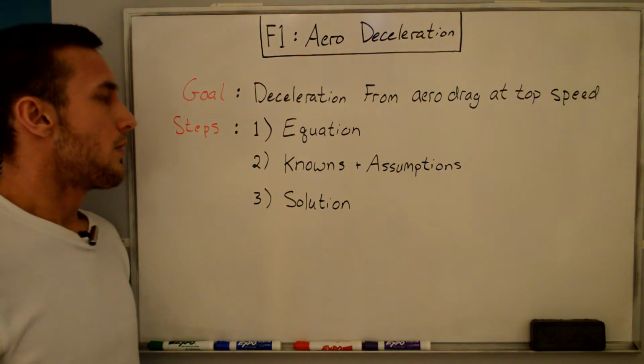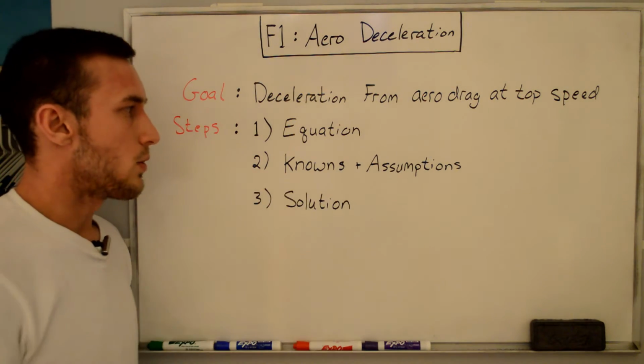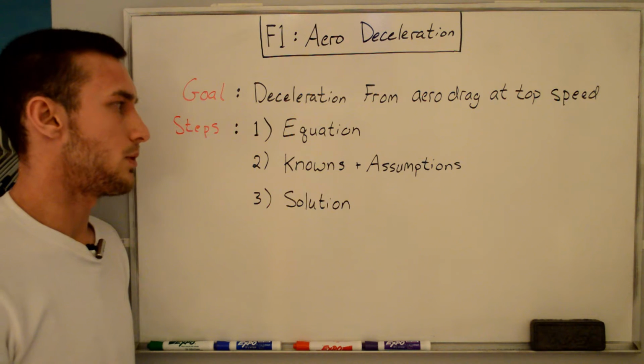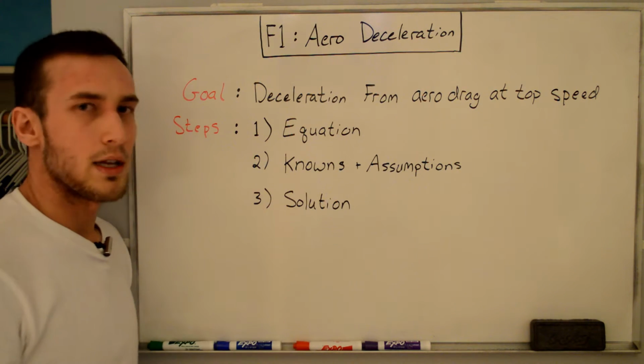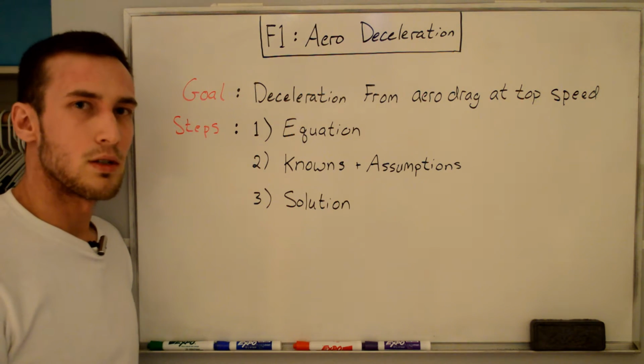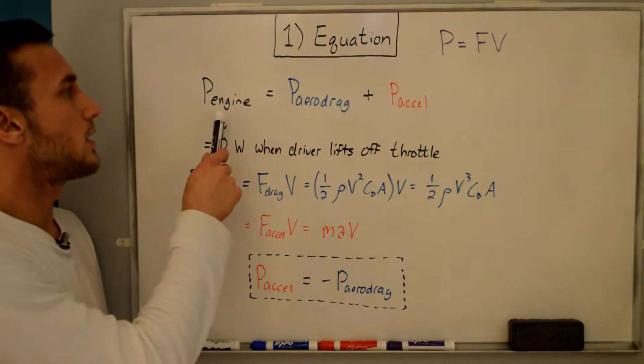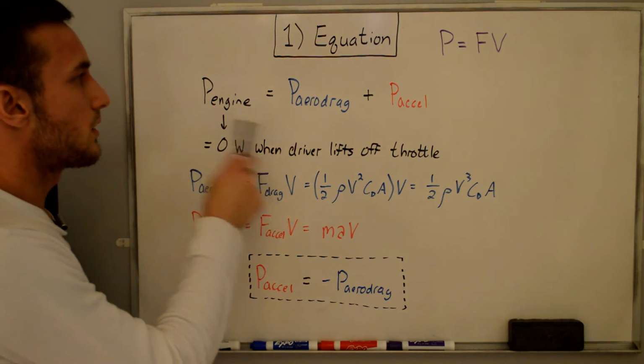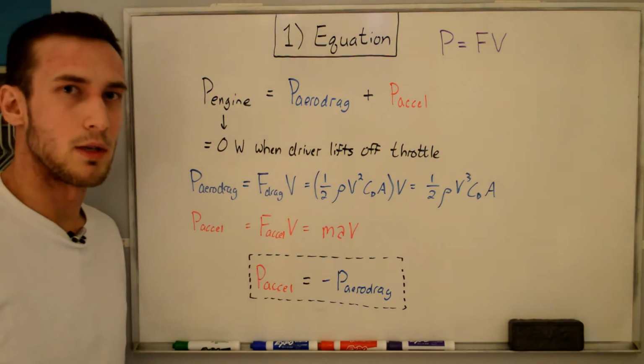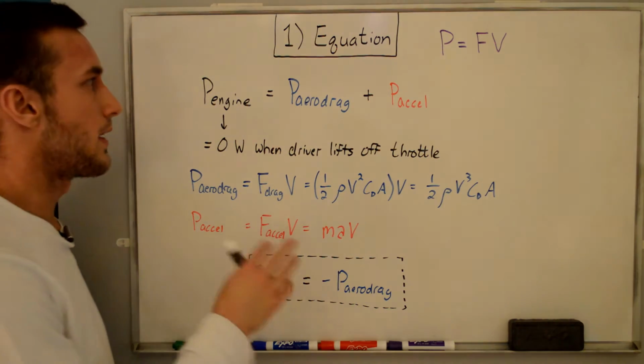So that's the goal. The steps that we'll be using are first to lay out the equation that we're going to use. The second step is to lay out some knowns and assumptions that we'll be using, and then the third is the solution. First step is the equation. You can see it written here, and this equation is the same as the one that I used in my how to calculate the top speed of a car video, so if you have any doubts, go check out that video.